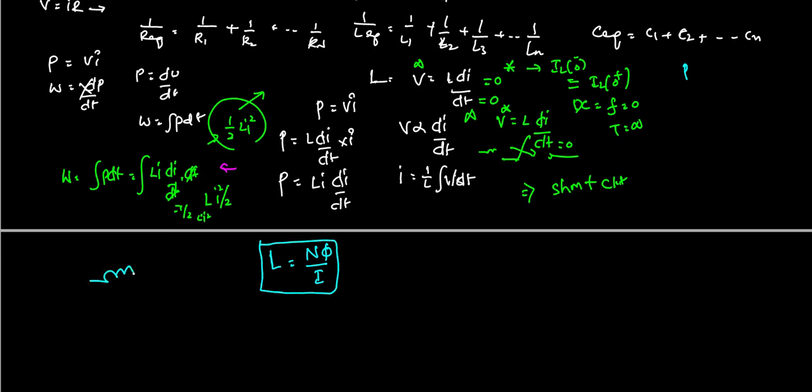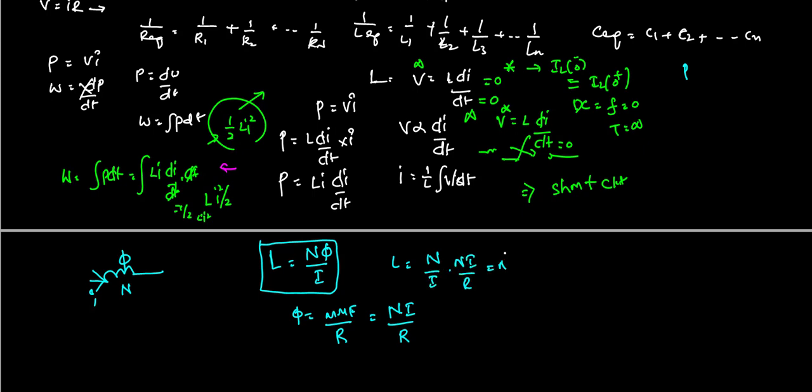Suppose we have a coil. If I send current through the coil, you have a flux around it. A coil has N number of turns, so L equal to N phi by I. This is the relation between the flux, the number of turns and current. Flux equals mmf by reluctance, which is N I by reluctance.